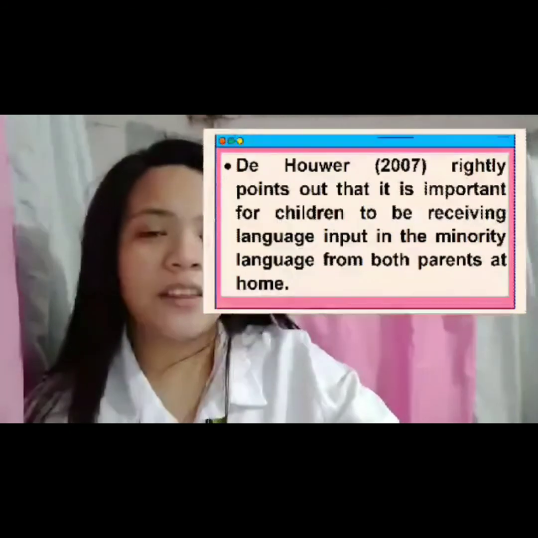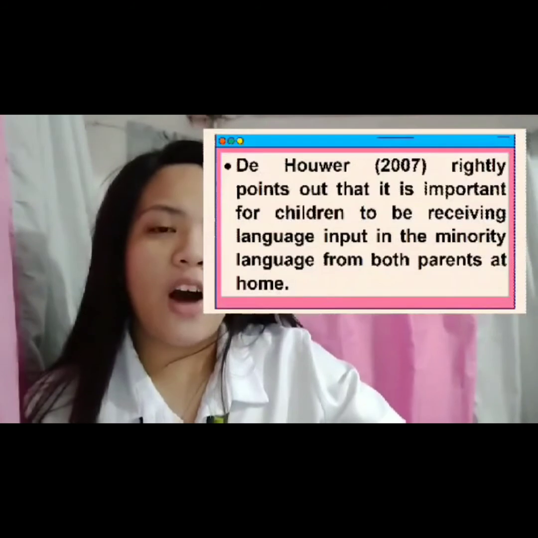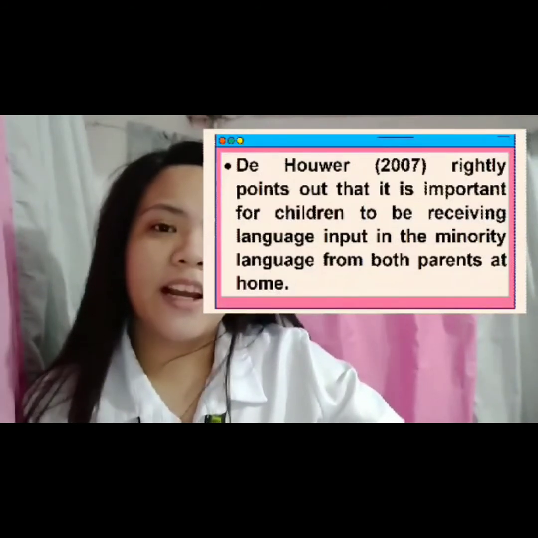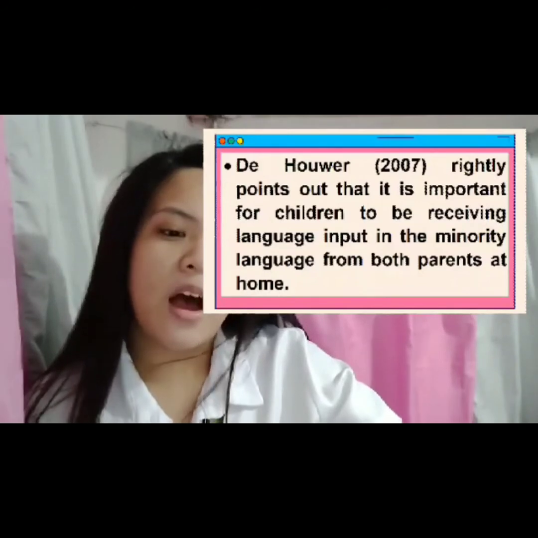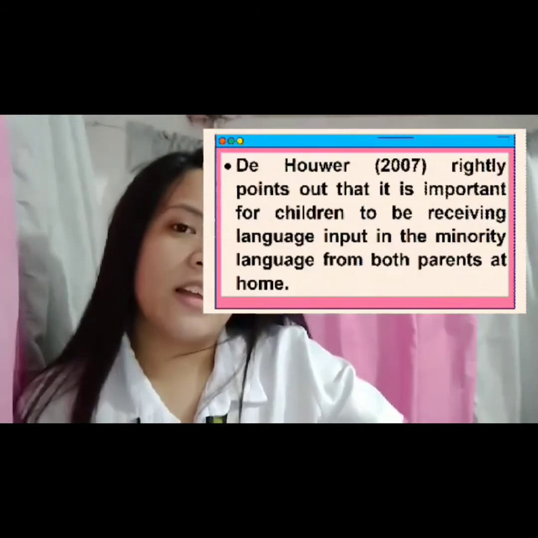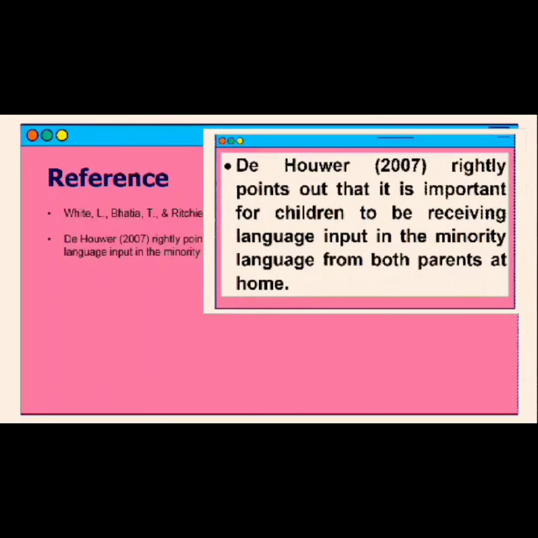This practice, no matter how well intended, often results in negative school performance and emotional problems for minority children.